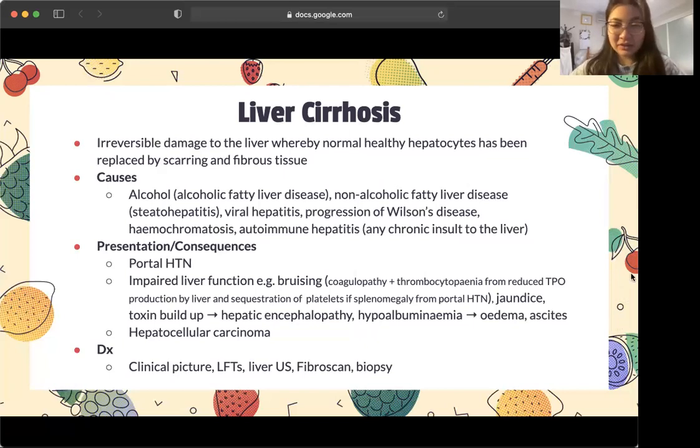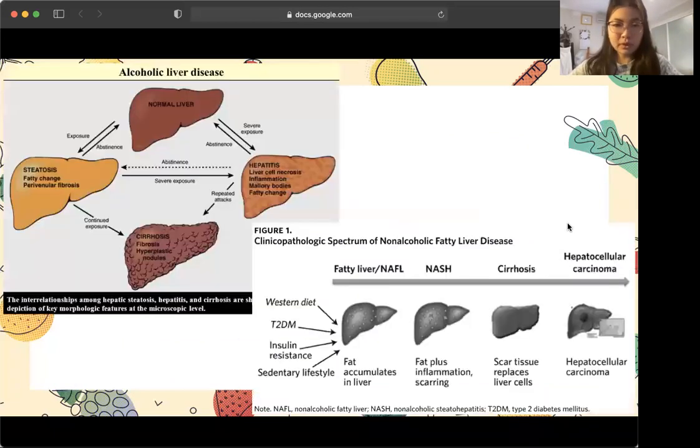Okay, so liver cirrhosis is bad. Basically, it's when there's irreversible damage to the liver, where your normal, healthy, functional hepatocytes have been replaced by scarring of fibrous tissue because of a chronic insult. If we take a look at these diagrams, there are two main types of chronic liver disease that you'll come across: alcoholic liver disease and non-alcoholic fatty liver disease. When we're at the fatty stage or the hepatitis stage, abstaining from alcohol can still cause the liver to regenerate, because the liver has an incredible capacity to regenerate back to normal. But once we get to the cirrhosis stage, there's no going back from that.